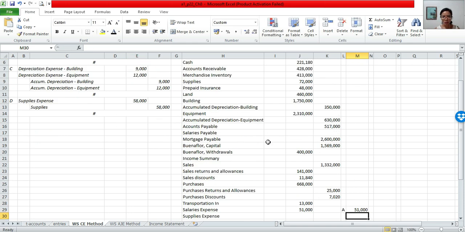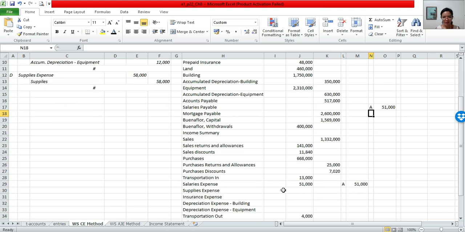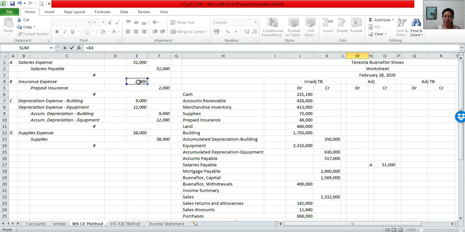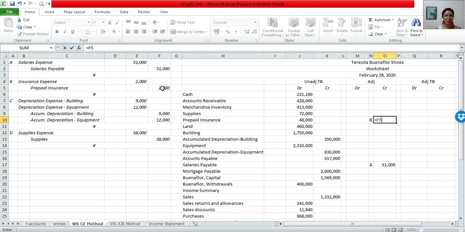And subsequently as well, we have to recognize the corresponding credit, which is to salaries payable for the same amount, that's 51,000. Okay, and then for letter B, we have a debit to insurance expense. Let's try to find insurance expense, and it's right about here. So that's letter B. Insurance expense was debited for the amount of 2,000. And of course, there's a corresponding credit to prepaid insurance. So the credit side's here, this is letter B, and the amount is 2,000.